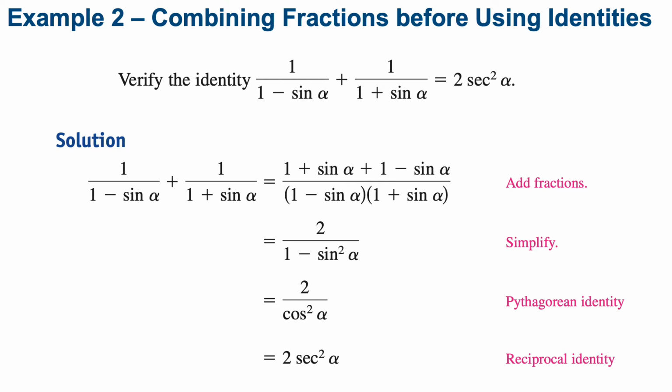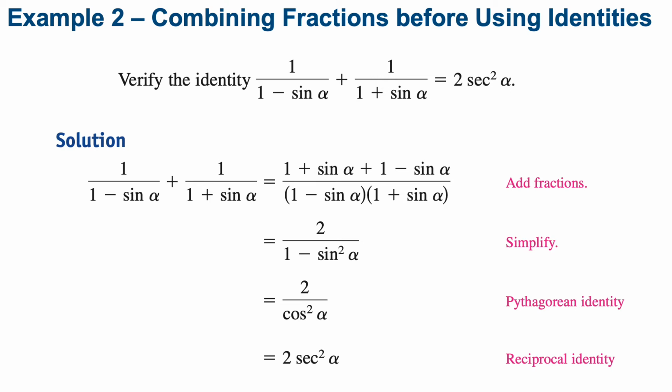Okay, so when we add the fractions, we need a common denominator. So multiplying the first fraction by 1 plus sine alpha and the second one by 1 minus sine alpha, we can combine them together and you get 1 plus sine of alpha plus 1 minus sine of alpha on the numerator, all over the common denominator, which is now the quantity 1 minus sine of alpha times the quantity 1 plus sine of alpha. Okay, so then when you simplify, notice that on the numerator, the sines cancel out, and you get 1 plus 1, which is 2.